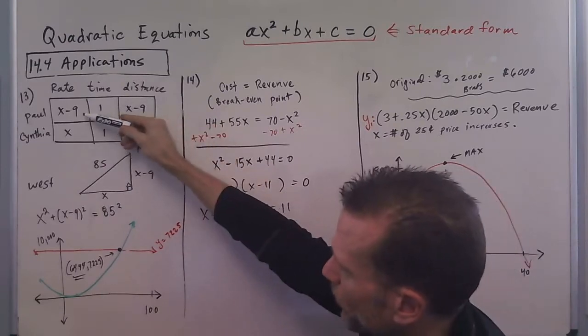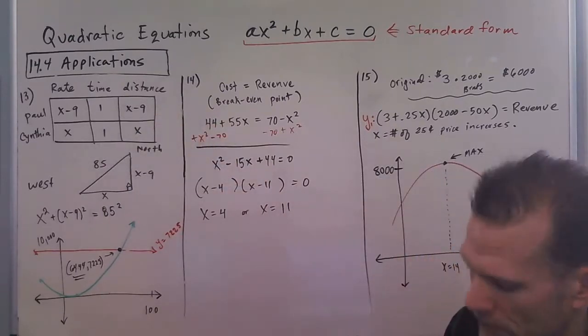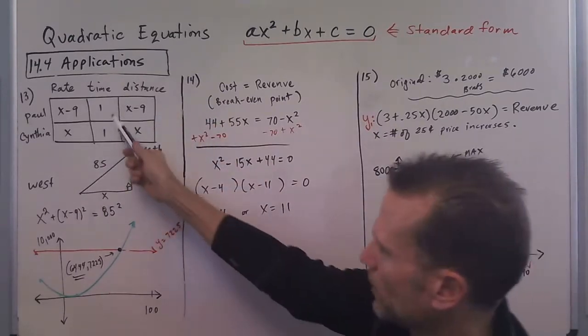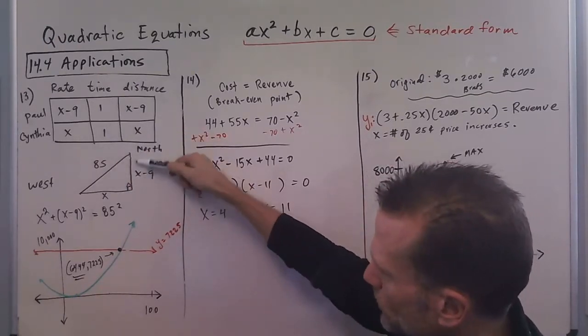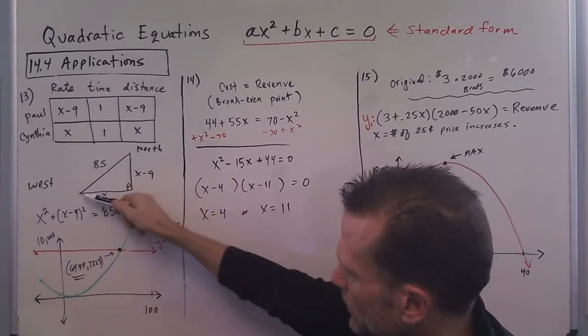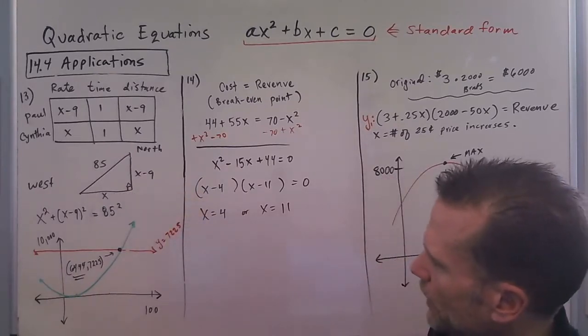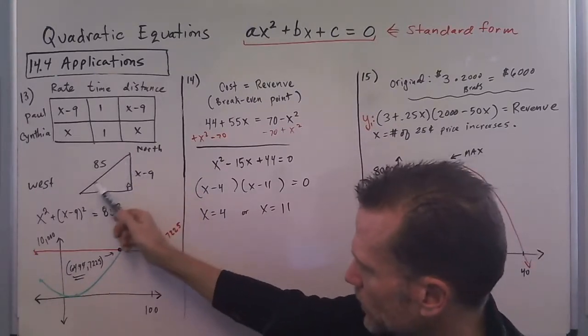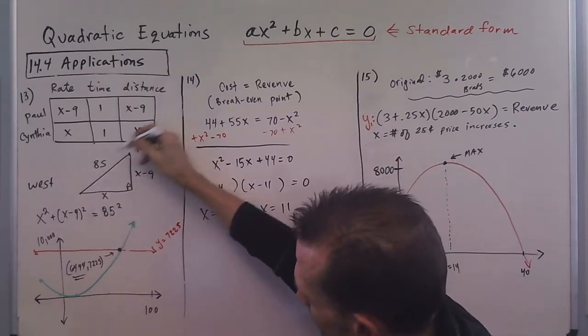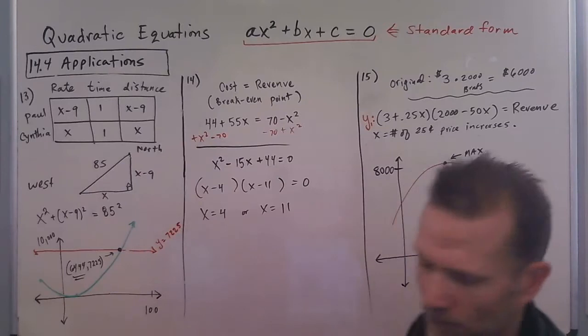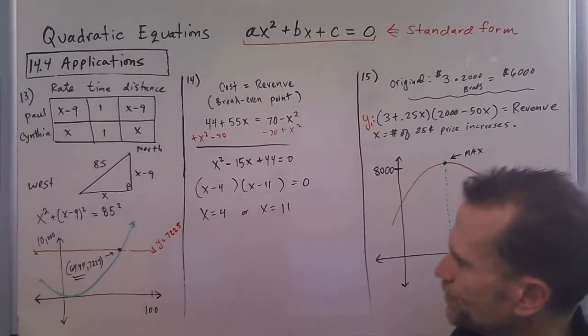I got the rate for Paul is 9 miles per hour slower than Cynthia, and they both travel for 1 hour. So here we get the distance. So Paul's distance is here, Cynthia's distance is here, and then it does tell us that they're 85 miles apart. So that's from here to here. And so we get all the pieces of our right triangle.